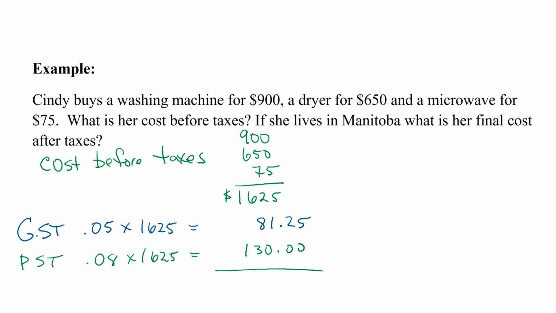And now I kind of conveniently line them all up in here, but I need to add together my cost before the taxes and then my 2 taxes. So I'm going to add those 3 up together and I will get $1,836.25. All right, I think you're ready to try some of the questions in the worksheet, and I will see you in class.